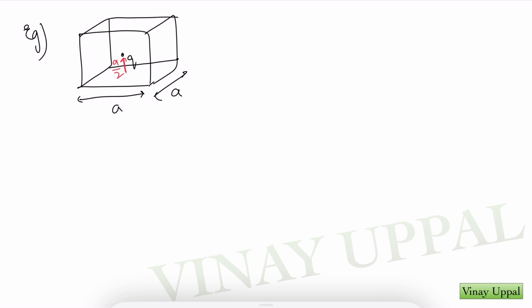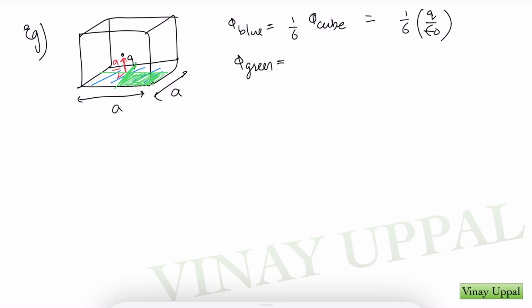Now, if I were to ask you to find the flux through one surface, the flux through the blue surface will be 1/6 of the flux through the cube, because the charge is symmetrically placed. We know the flux through the cube, or any closed surface, would be q by epsilon naught. So that will be the flux to the blue surface. Suppose I were to divide the blue surface into 4 equal parts, and I ask you the flux to the green surface. The flux to the green surface would simply be 1/4 of the flux to the blue surface. So 1 by 24 q by epsilon naught.